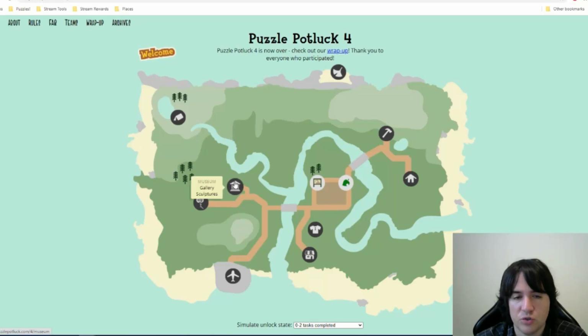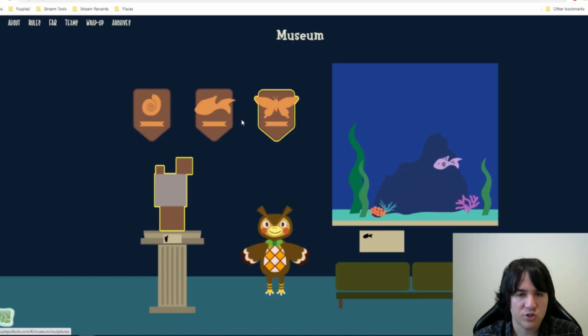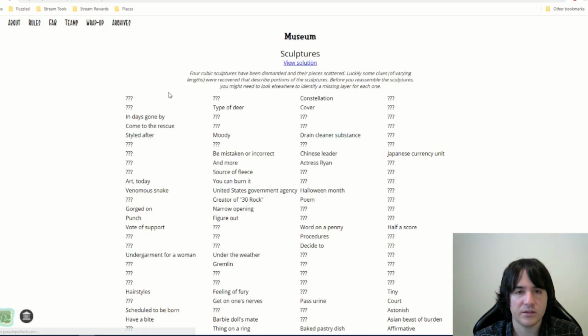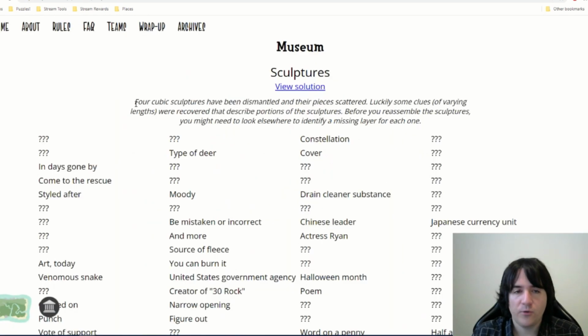Let's go to the museum. We have sculptures and gallery. So here's sculptures. 4 cubic sculptures have been dismantled and their pieces scattered. Luckily, some clues of varying lengths were recovered that describe portions of the sculptures. Before you reassemble the sculptures, you might need to look elsewhere to identify a missing layer for each one.